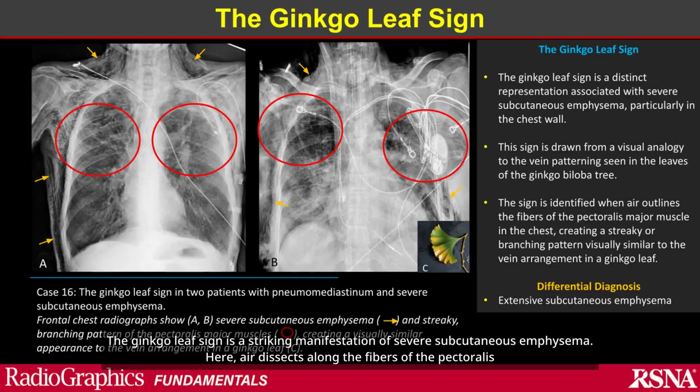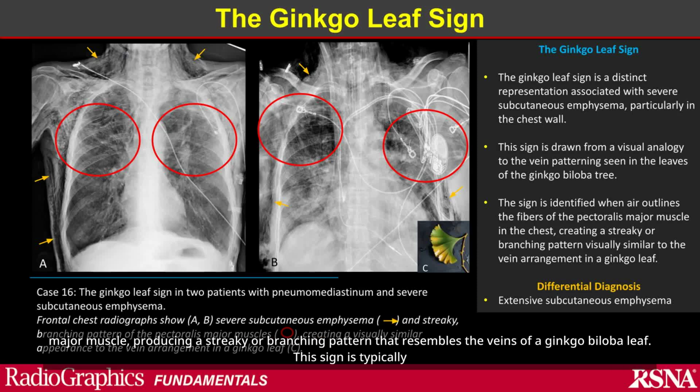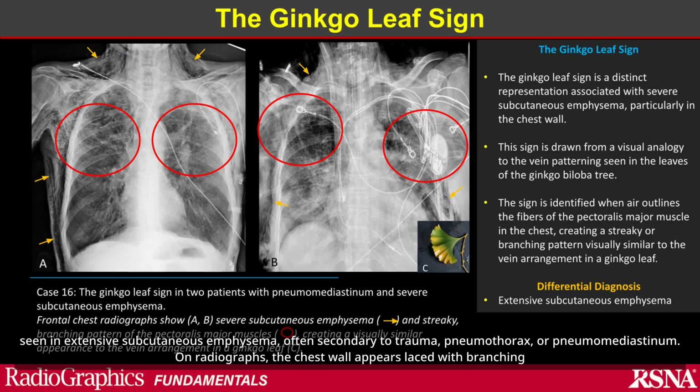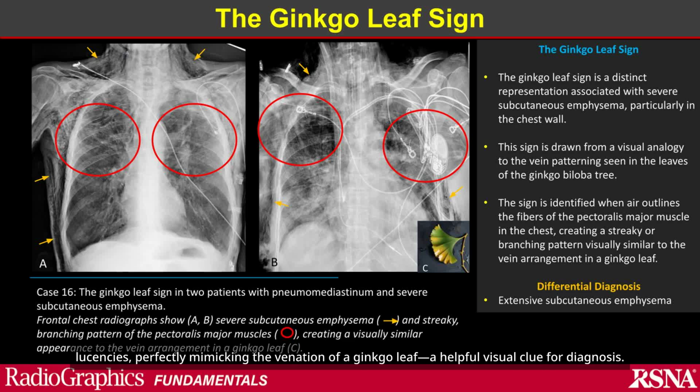The ginkgo leaf sign is a striking manifestation of severe subcutaneous emphysema. Here, air dissects along the fibers of the pectoralis major muscle, producing a streaky or branching pattern that resembles the veins of a ginkgo biloba leaf. This sign is typically seen in extensive subcutaneous emphysema, often secondary to trauma, pneumothorax, or pneumomediastinum. On radiographs, the chest wall appears laced with branching lucencies, perfectly mimicking the venation of a ginkgo leaf, a helpful visual clue for diagnosis.